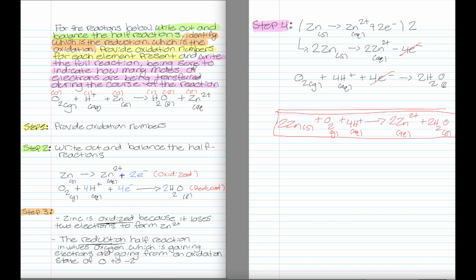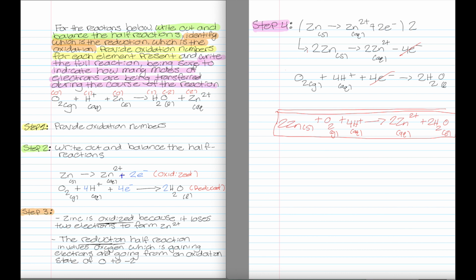O2 is diatomic, meaning it's on its own, it's not bonded to anything, and therefore carries an oxidation number of 0. H plus, while seemingly on its own, not bonded to anything, carries a charge, and because it carries a charge, that's what gives it the oxidation number of +1. Zinc is on its own, there's no charge, it's a neutral atom, and carries an oxidation number of 0.